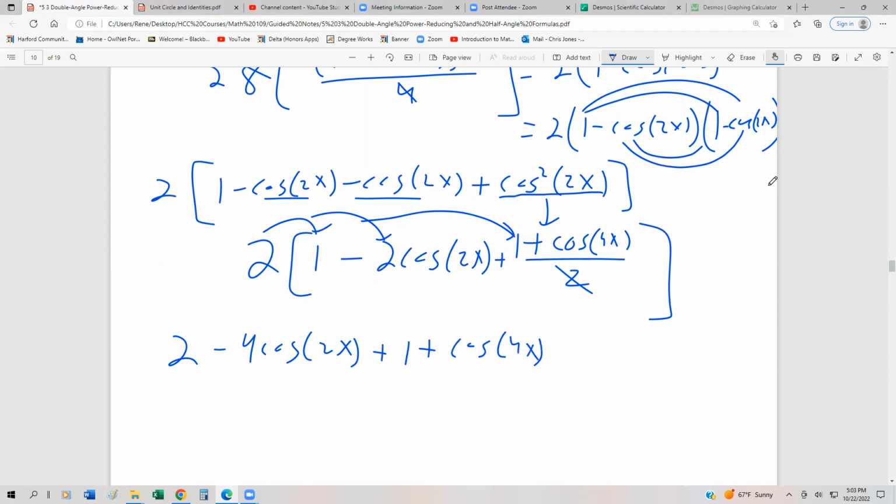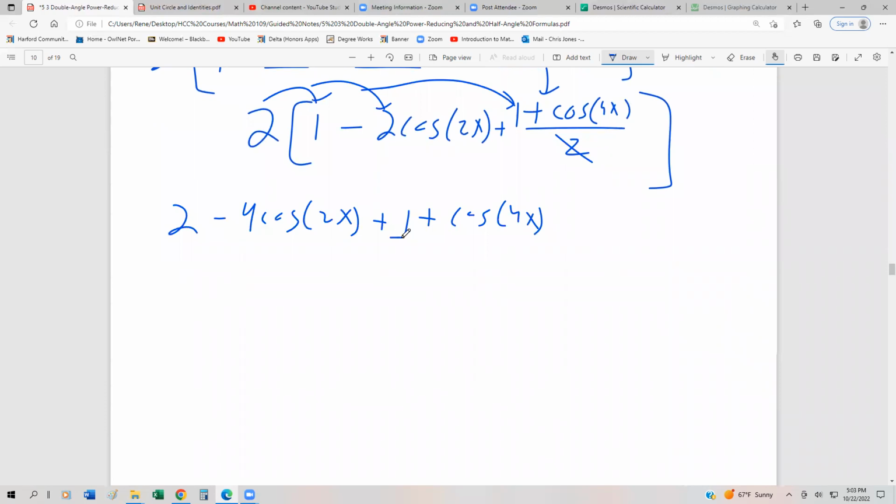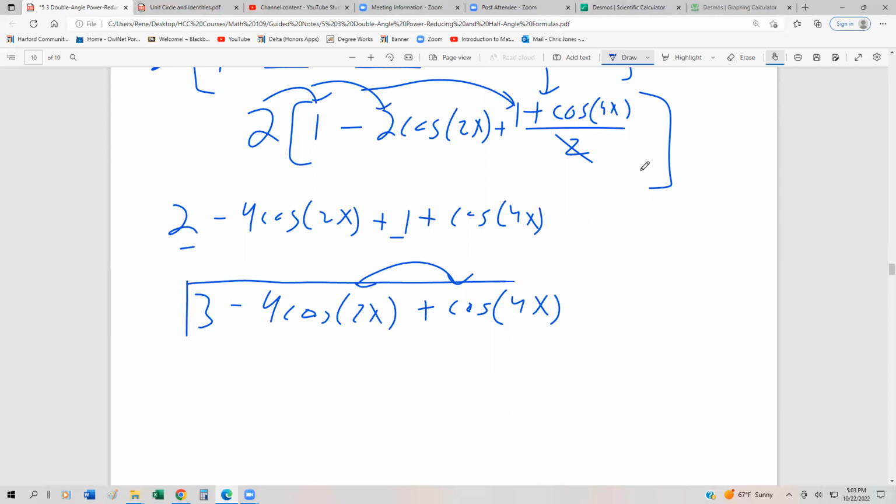Right? And then finally, the last thing we can do is combine this 1 and 2. And so we end up with 3 minus 4 cos of 2x plus cos of 4x. All right. Now notice that these two terms are not like terms, because one has a 2x and one has a 4x. Okay. And that's as simple as we can make that.